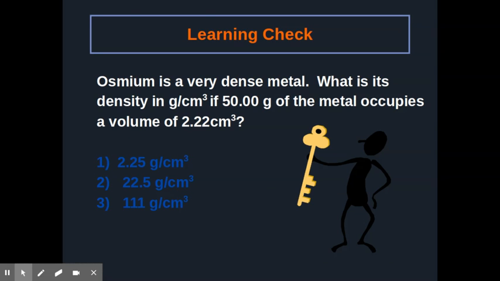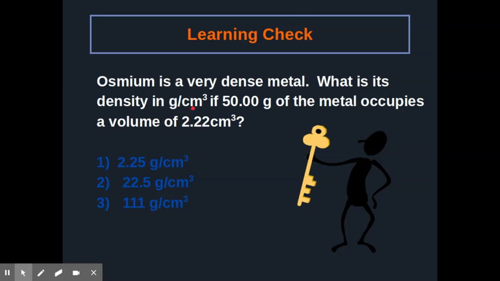Let's see, we'll just go over that. All right, so osmium is a very dense metal. What is its density in grams per centimeter cubed if you have 50.00 grams, so that's 4 significant figures, of the metal occupying a volume of 2.22 centimeters cubed. 3 significant figures. So right away I should be like, oh, my answer should have 3 sig figs.